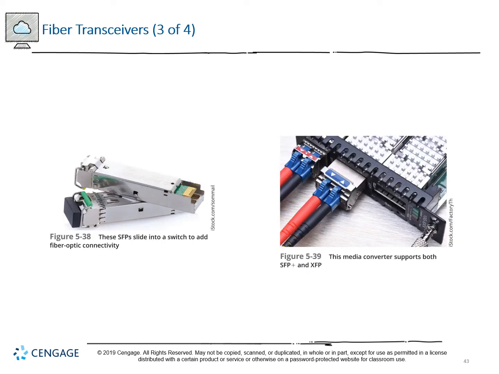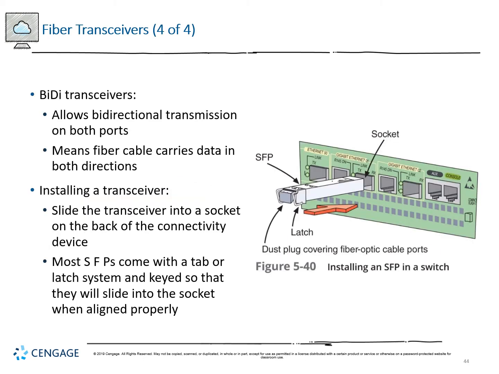So here we have an SFP that slides in to add fiber connectivity to a switch. We can see the little rubber cap on the end. And there we can see the SFP plus and XFP connectors supported by this particular media converter. That's a rack-mounted one. So here we see what's called a BD transceiver, bidirectional. That's what the BD stands for. Allows up and downline transmission, meaning that the fiber cable carries data in both directions, but because fiber has to operate in simplex, that means either that you have two cables connected together or that they are transmitting on a timer.